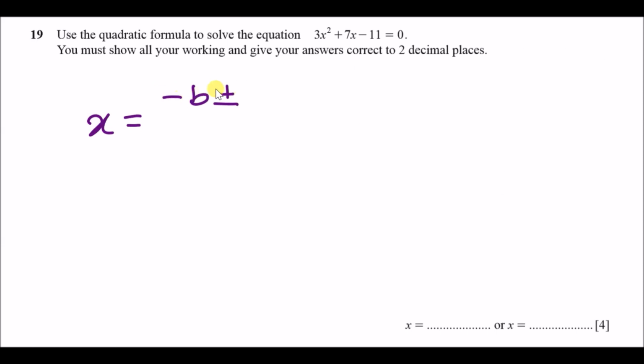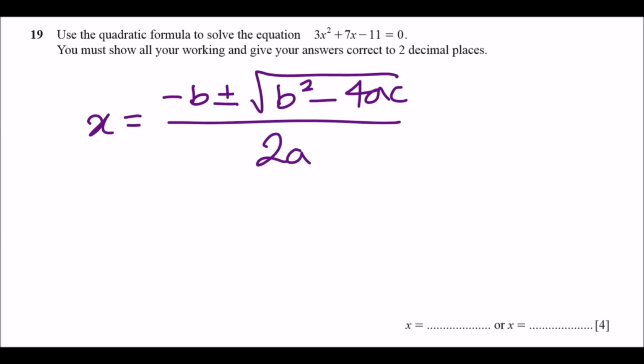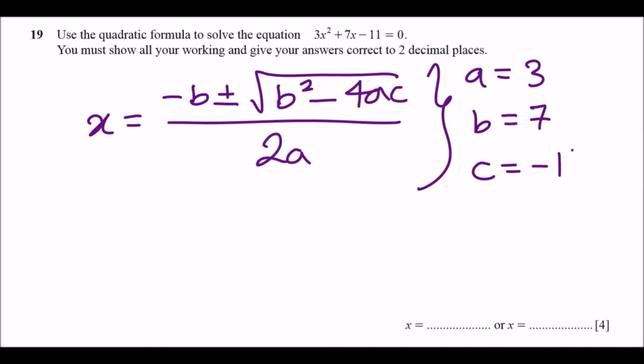So it will be x equals minus b plus or minus the square root of b squared minus 4ac, all over 2a. Now, a, b, and c represent the values in front of every single term, like 3x squared, 7x, and minus 11. So we say that the coefficient a, which is the value in front of the x squared, is 3. b is the value in front of the x, which is 7. And c is the last term, which is minus 11.